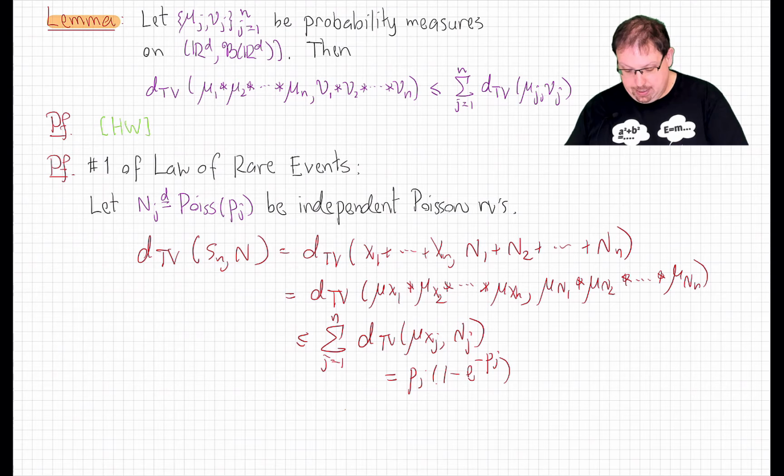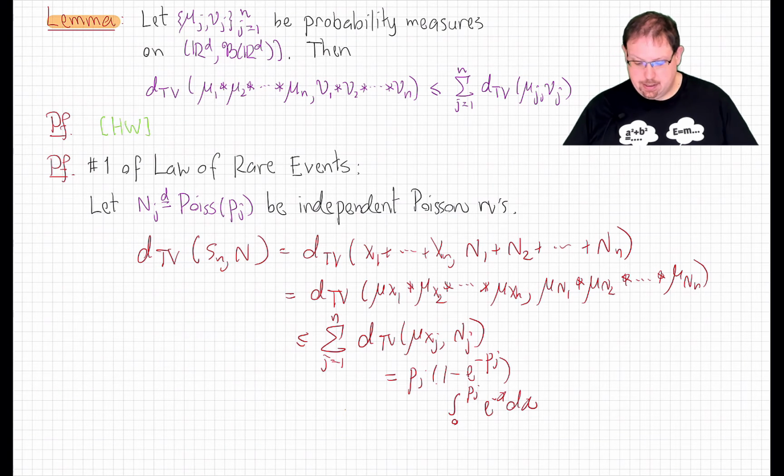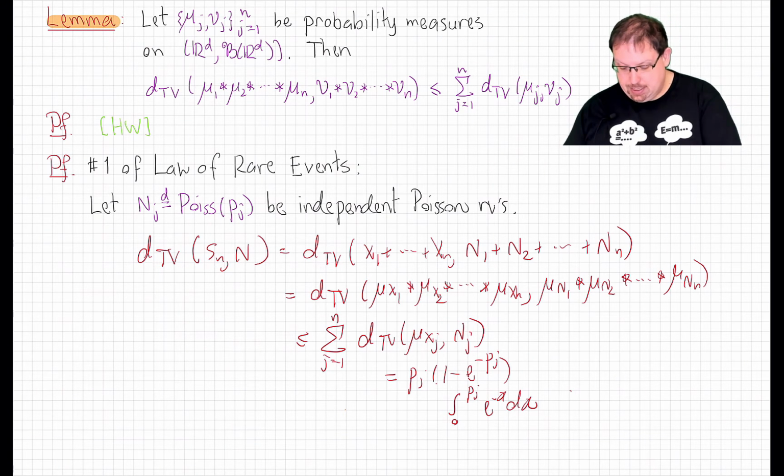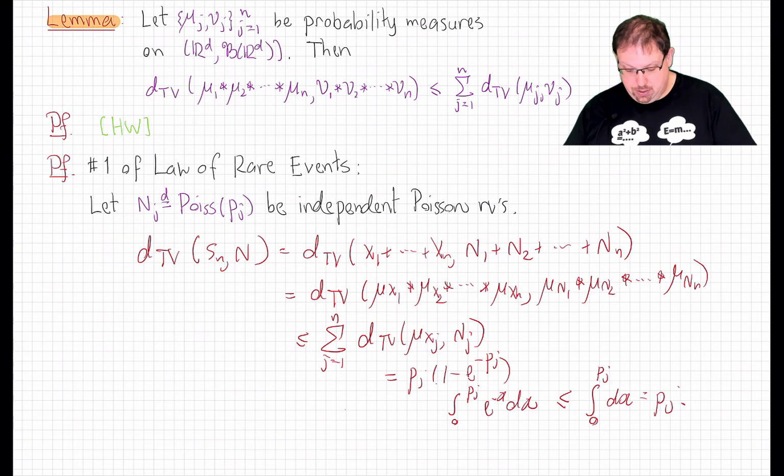Well, notice that 1 minus e to the minus p can be written as the integral from 0 up to p of e to the minus x dx. And since e to the minus x is less than or equal to 1, this is less than or equal to the integral from 0 up to p of dx, which is, of course, p. And so that shows that this is less than or equal to p squared, which completes a proof of this law of rare events.